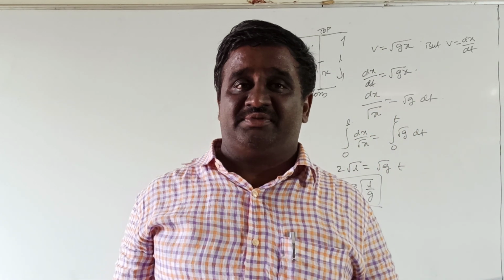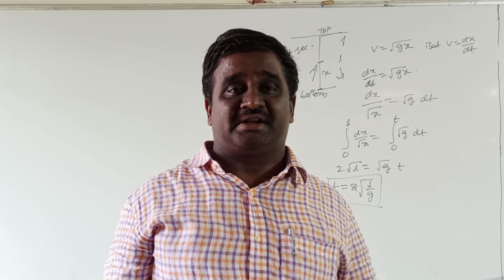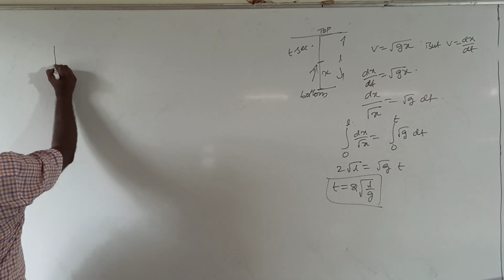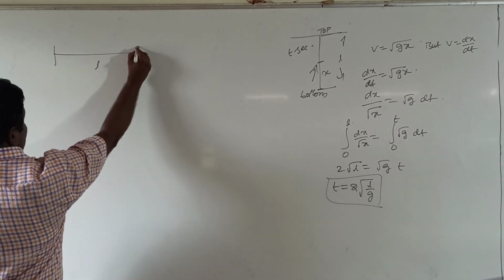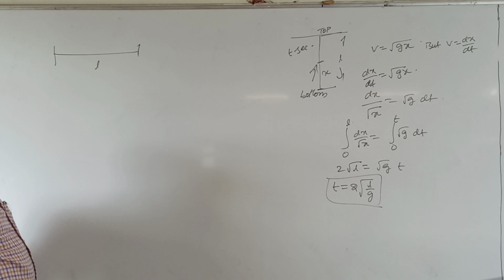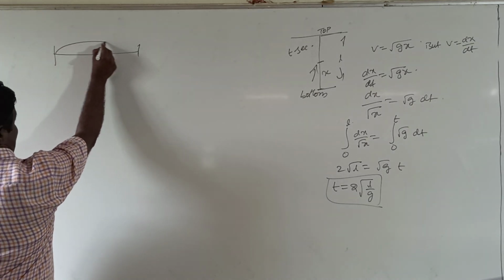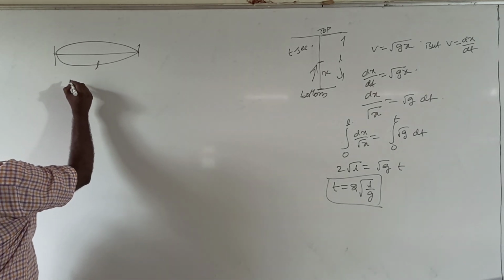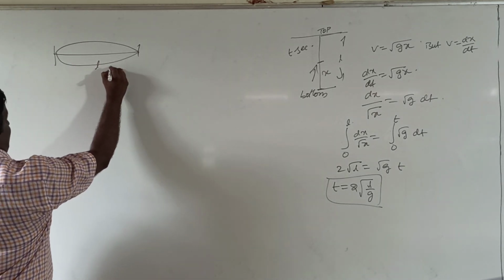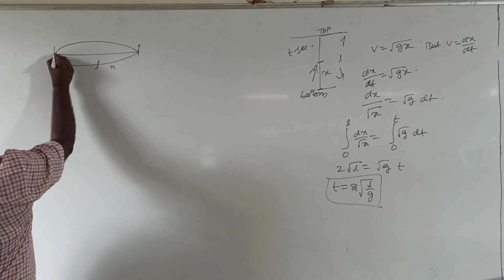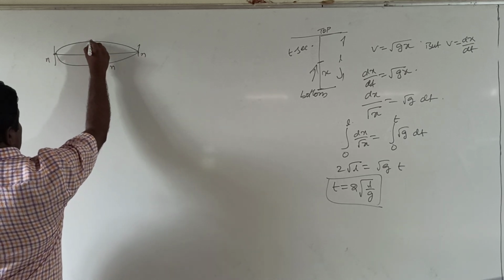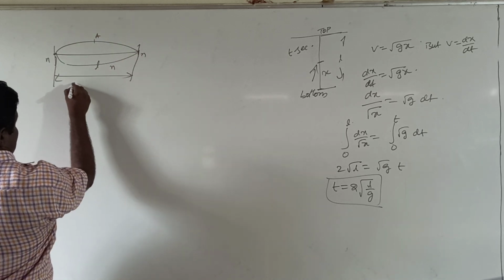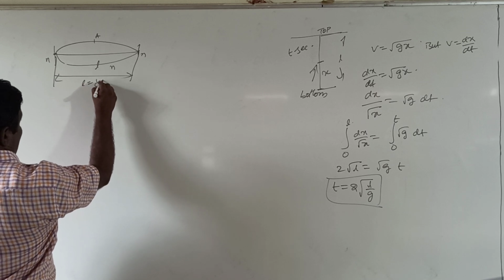Now we are discussing the frequency of a vibrating string. Consider a string of length L fixed between two rigid supports as shown in the diagram. It vibrates with a single loop, and its frequency is taken as n. Here nodes are formed at the ends and an antinode is formed in the middle. The distance between two successive nodes is L equals lambda by 2.